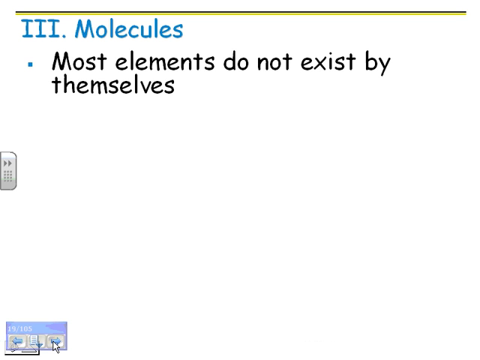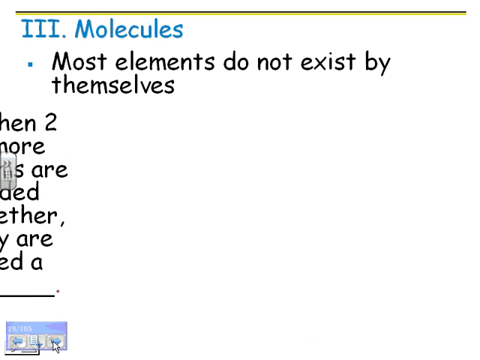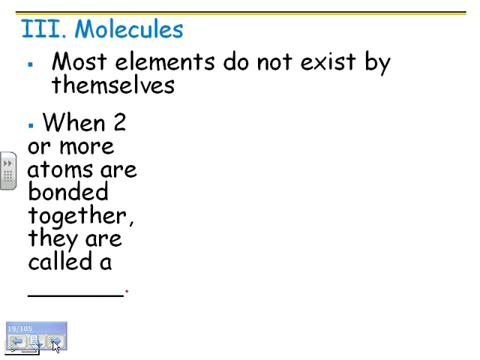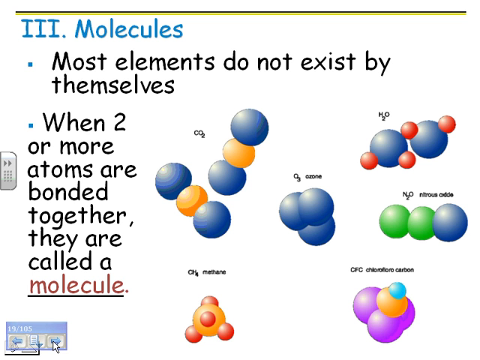Molecules. Most elements do not exist by themselves. When two or more atoms are bonded together, they are called a molecule. So here are some examples of molecules. Like water. Like water, right here, water. So oxygen with two hydrogens.